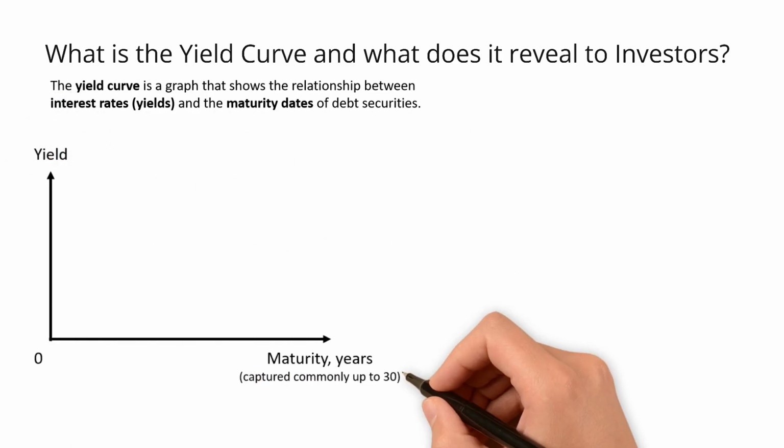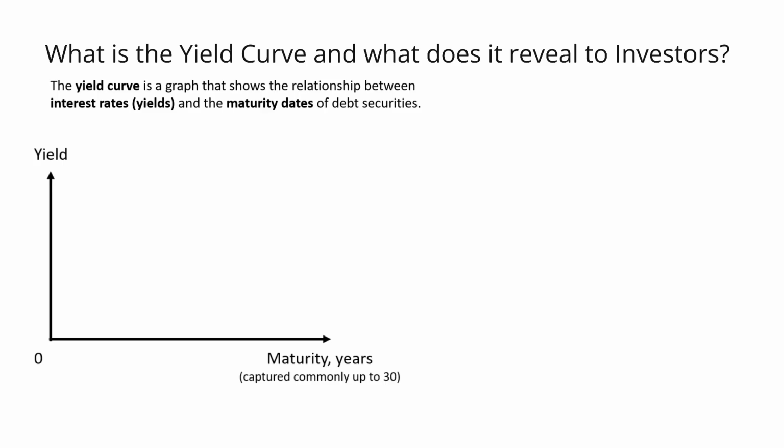The x-axis represents the time to maturity, captured commonly up to 30 years, and the y-axis captures the yield, so the interest rate investors receive. In other words, it shows what investors demand to lend money to the government for short, medium or long-term periods. So, the yield curve visually tells you how borrowing costs change with time.